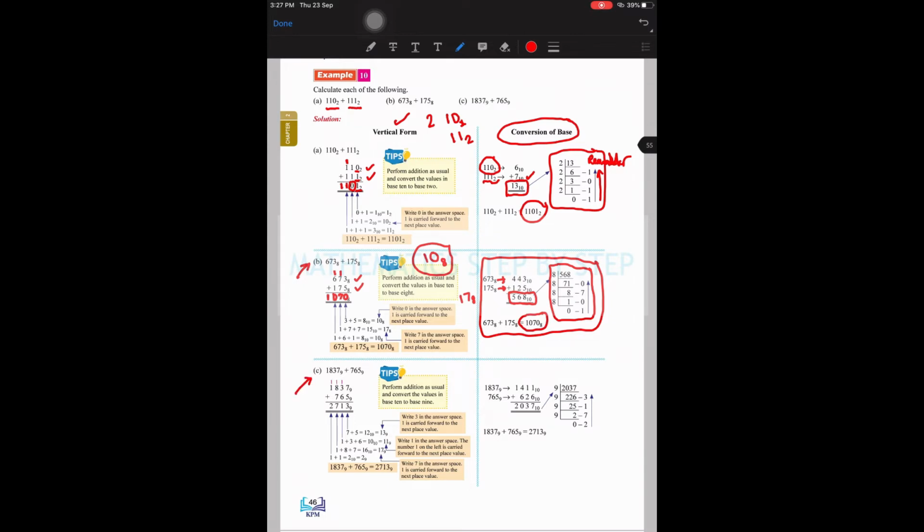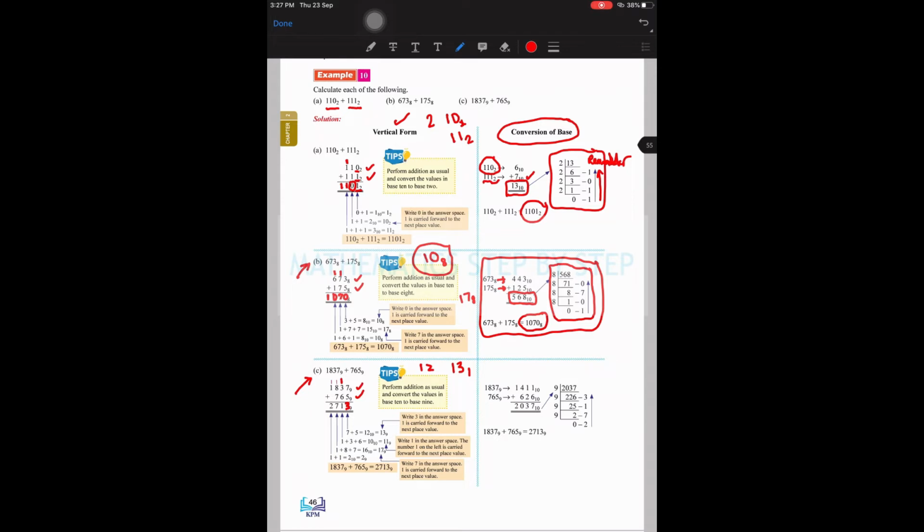Let's go through this C together, okay? 1837 base 9 plus 765 base 9. 7 plus 5 gives us 12, okay? 12, we know in base 9, right, we can write it as 13 base 9, okay? So that's why there's a 3 here, there's a 1 here.